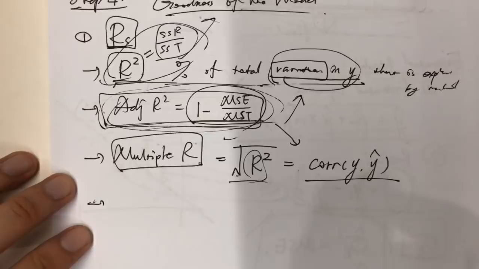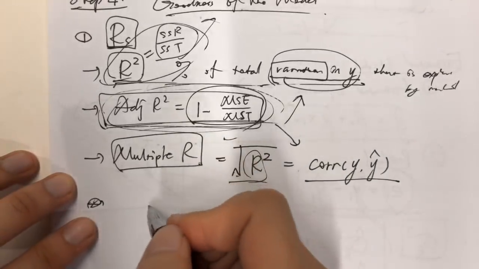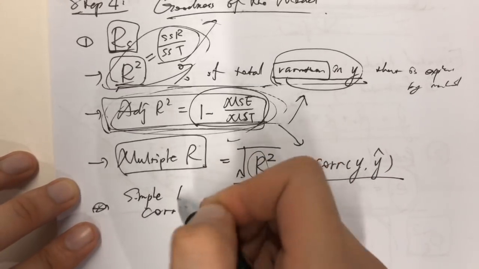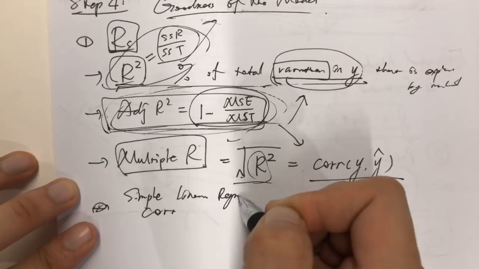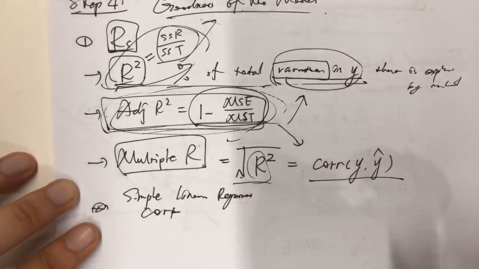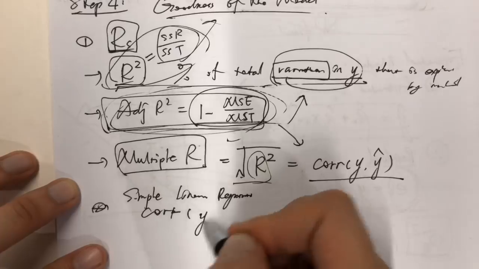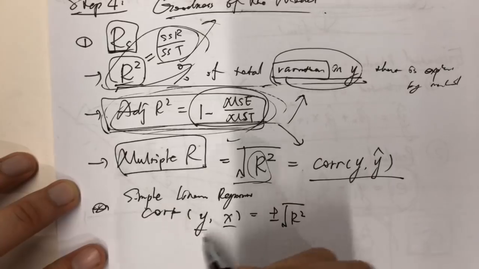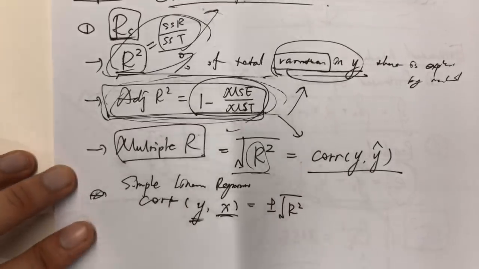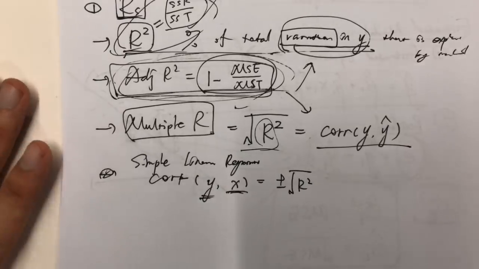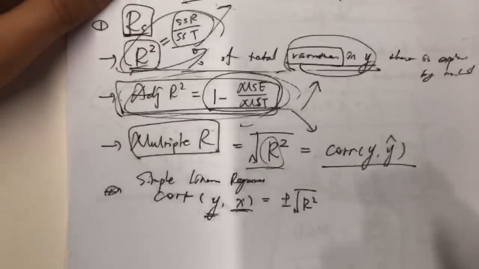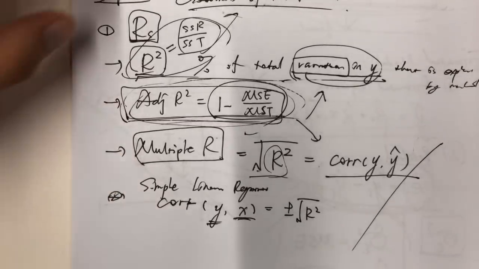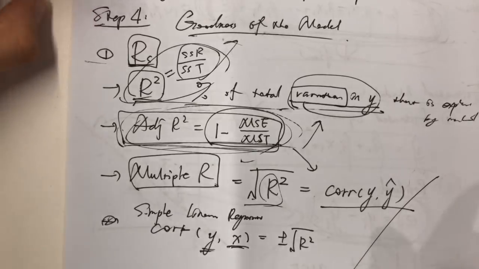Okay, multiple R. And another thing is that, especially in simple linear regression, the correlation between Y and X will be plus or minus the square root of R squared. It depends on whether Y and X have a positive relationship or a negative correlation, okay? So that's all about the multiple R, okay? So that's all about the R's, goodness of the model.